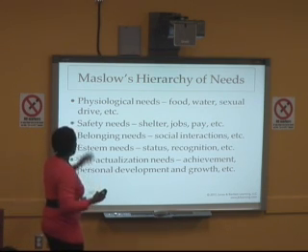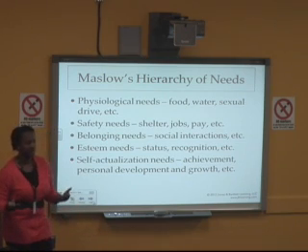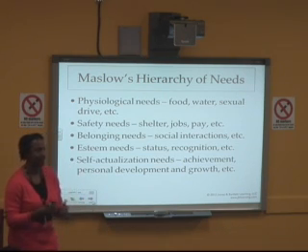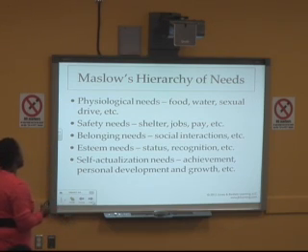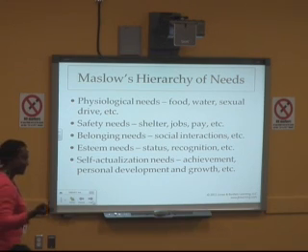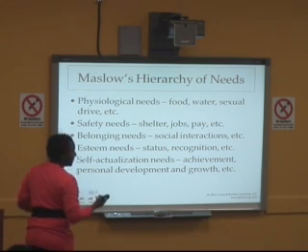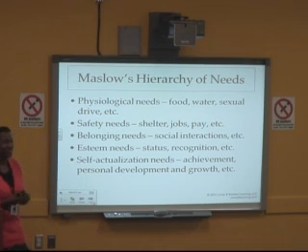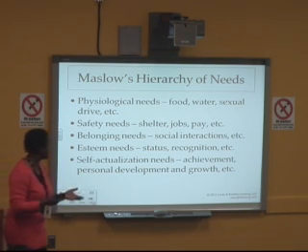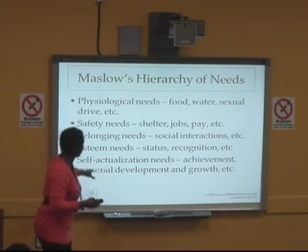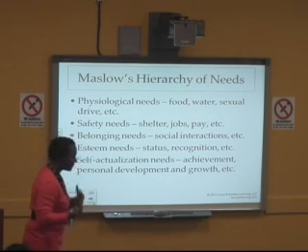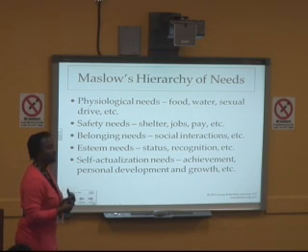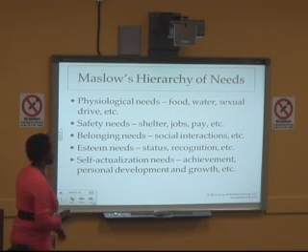And the next one is belonging. Everybody wants to feel like they belong, right? Nobody wants to feel alone, outcast. And then the next level is esteem. Everybody aims for status, recognition. No one wants to pull up in something that may belittle their status, right? Car-wise. And then the last one is self-actualization. That's more internal. Feelings of achievement, growth, development, those types of things.